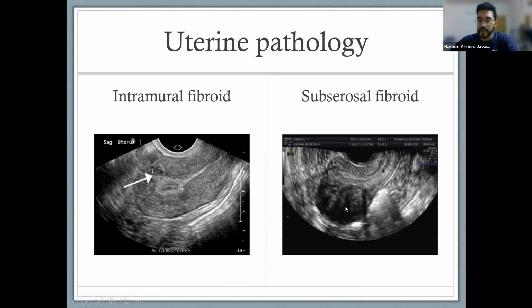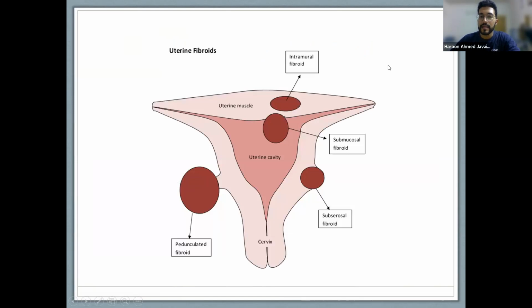How do you know it's fibroid? Well, first of all, it's in the uterus, so it's most probably a fibroid. And secondly, you can see that there are solid structures over here, as well as maybe some fluid component over here. This is a picture that I added just to make life easier for you.